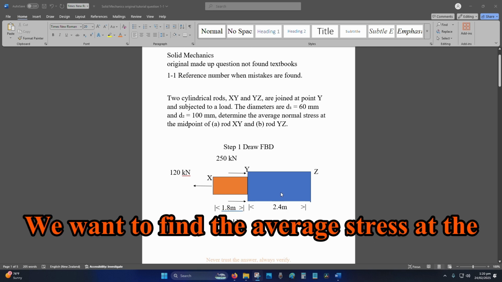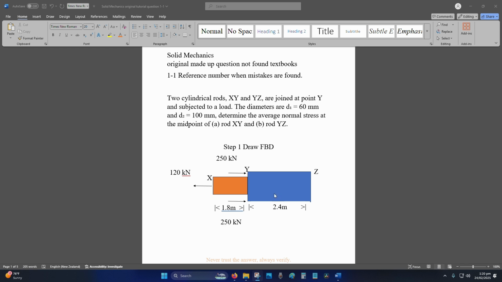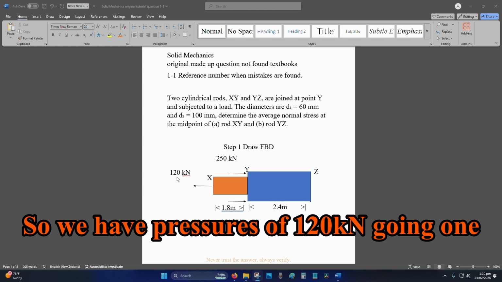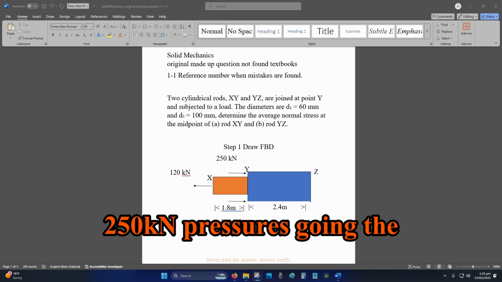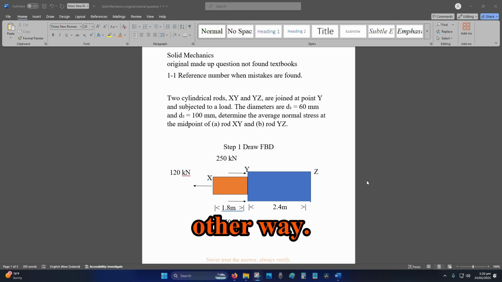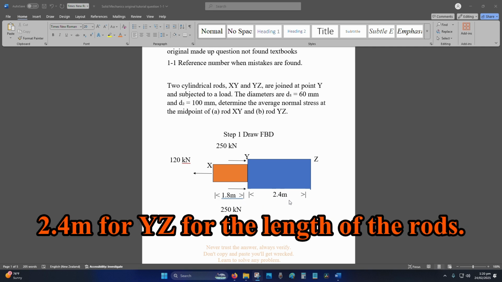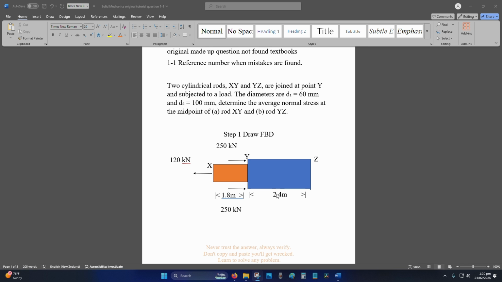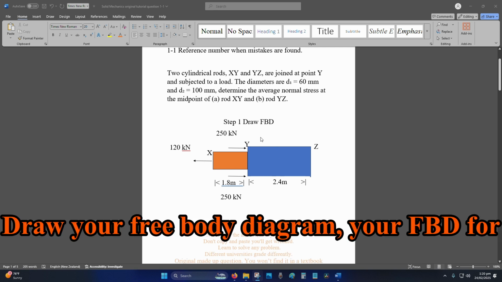We want to find the average stress at the midpoint for XY and YZ. We have pressures of 120 kilonewtons going one way, and two 250 kilonewton pressures going the other way. We also have a length of 1.8 meters for XY and 2.4 meters for YZ for the length of the rods. Alright, draw your free body diagram, your FBD, for step 1.